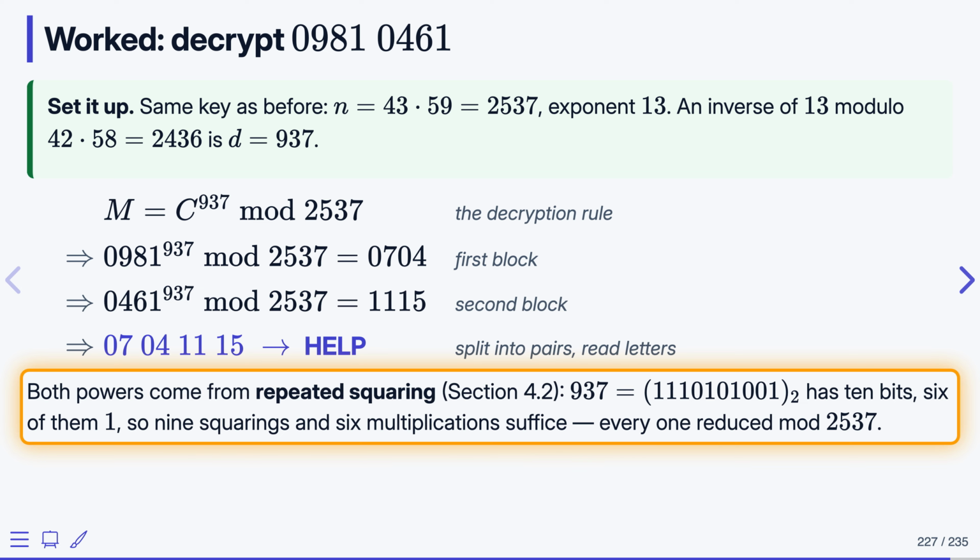And a word on how those two powers are worked out. 937 in binary is 1110101001. That is 10 bits, 6 of them ones. So the repeated squaring method needs 9 squarings and 6 multiplications, and it takes the remainder mod the modulus at every step. Nobody ever writes the full power down.